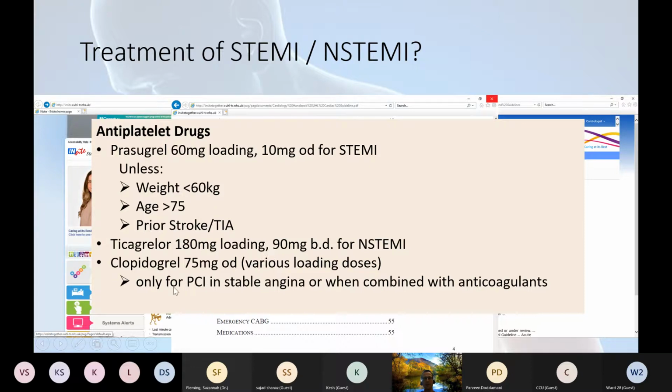But if we're combining heparin or warfarin and antiplatelet agents, we use clopidogrel rather than ticagrelor or prasugrel. So that's the exception to this rule of using either prasugrel or ticagrelor.